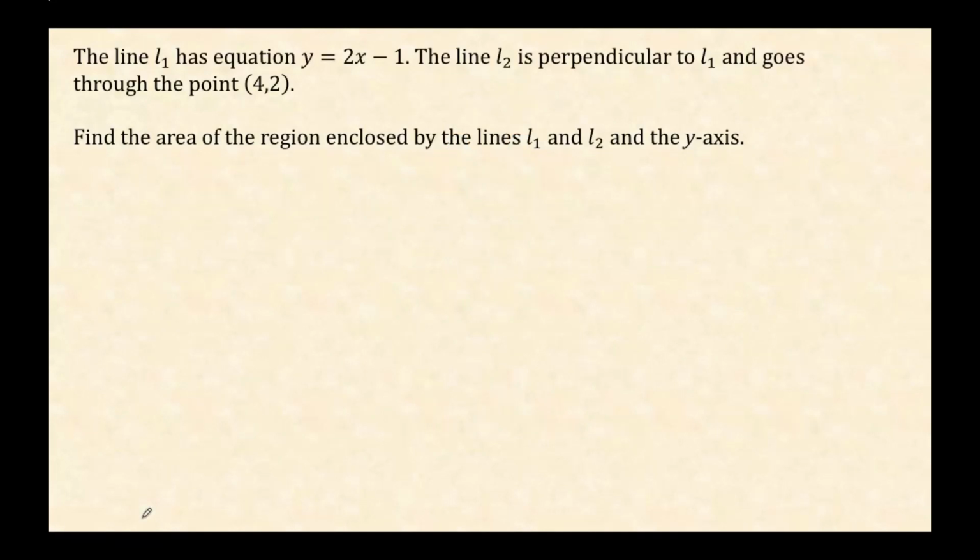The line L1 has equation y equals 2x minus 1. The line L2 is perpendicular to L1 and goes through the point (4, 2). Find the area of the region enclosed by the lines L1 and L2 and the y-axis.